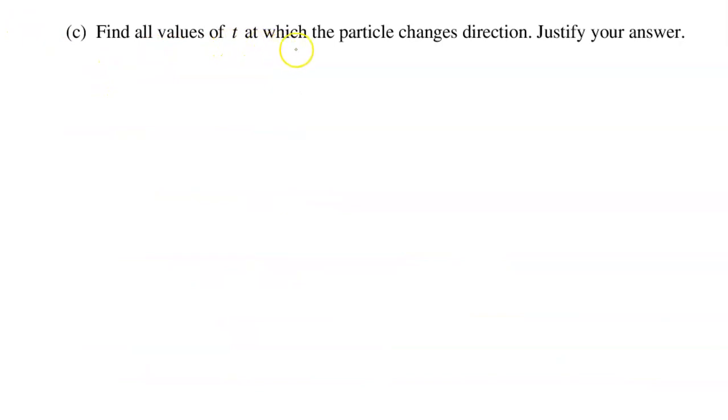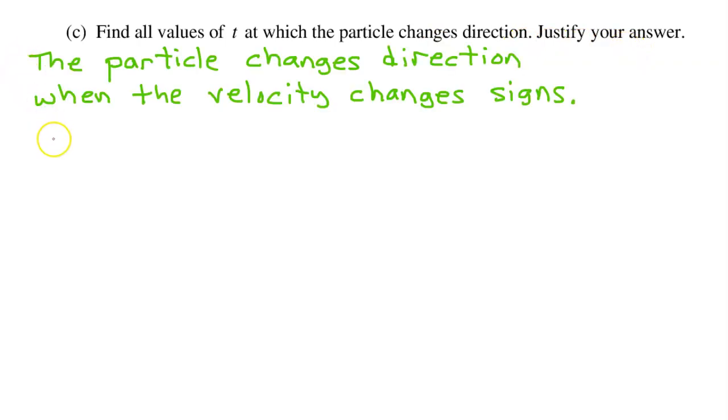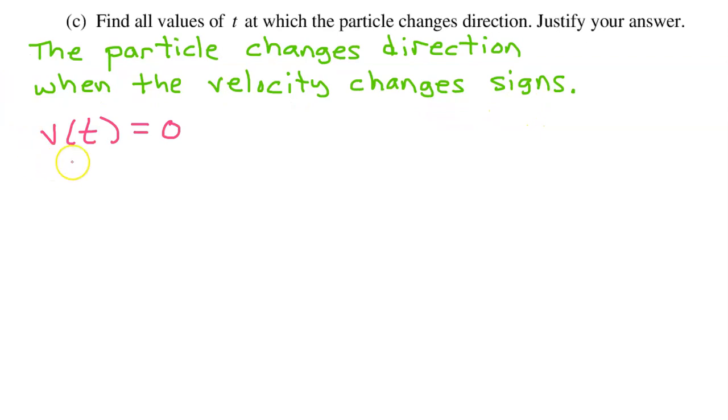Part C. Find all values of t at which the particle changes direction. Justify your answer. So here's the key. The sign of the velocity indicates the direction in which the particle is moving. So the particle changes direction when the velocity changes signs. Let's start by finding the values of t that cause the velocity to equal 0. Then we'll make a sign chart to see where velocity changes signs.